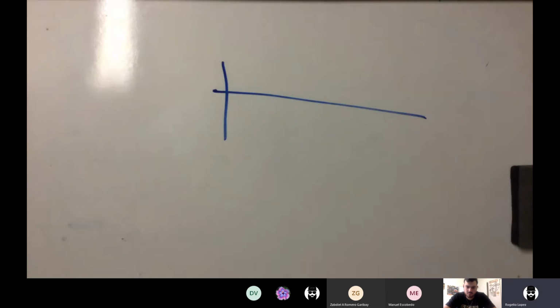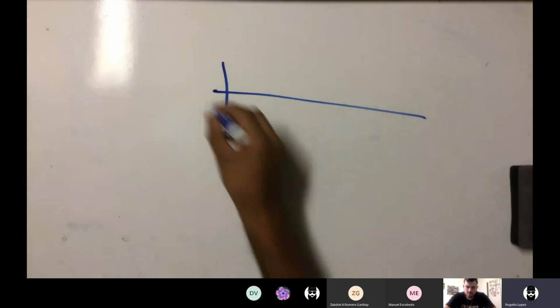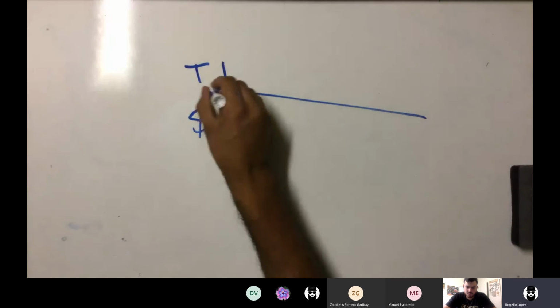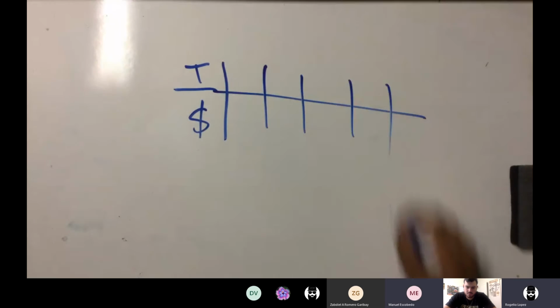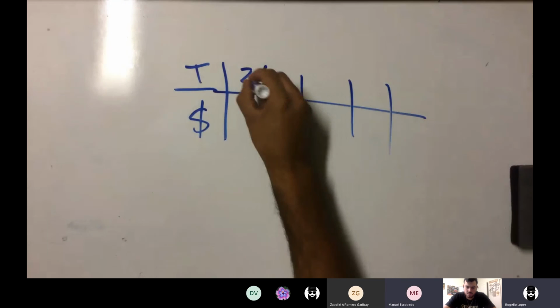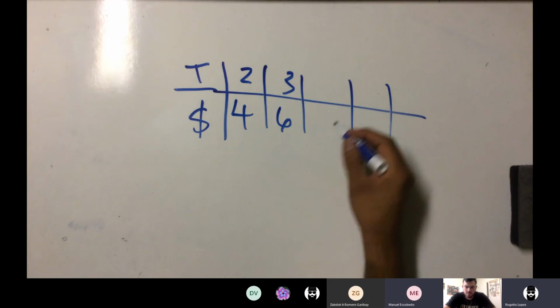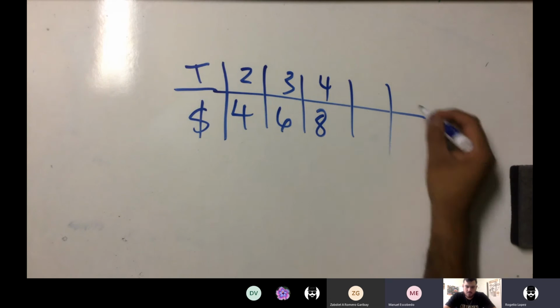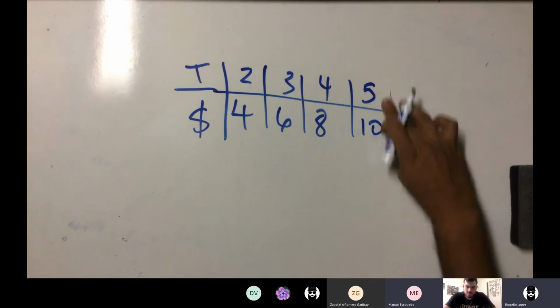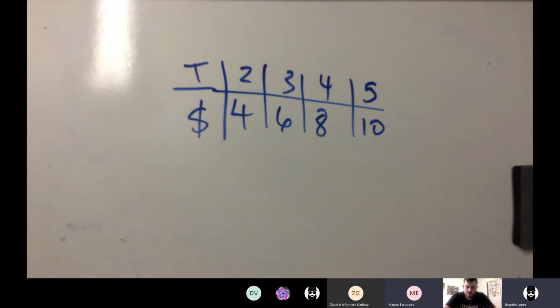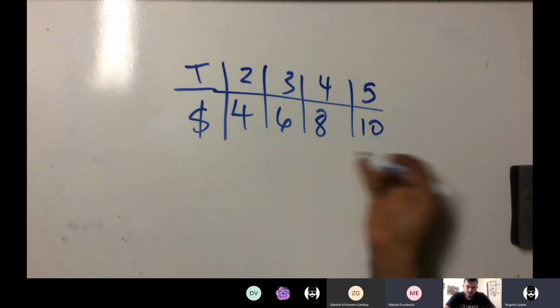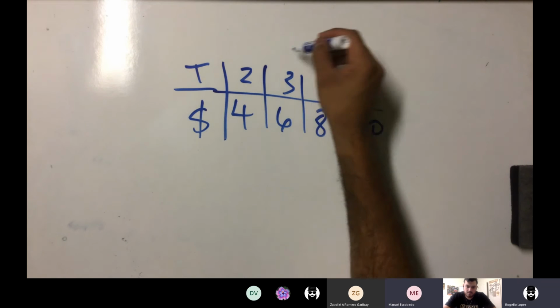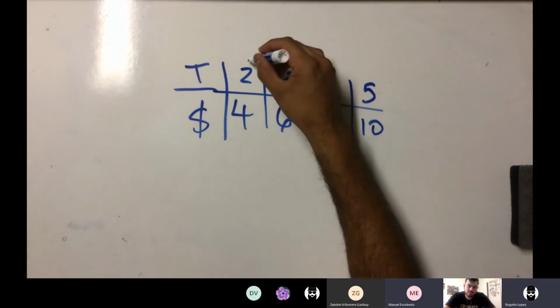The first one has number of tickets and the cost. So I'm just going to put T and a dollar sign. And then we have 2, 4, 3, 6, 4, 8, and 5, 10. So they give us this table. The first thing we need to do is find the slope. We can find slope different ways: rise over run, pick 2 points, or find a pattern. So for time, let's just find a pattern.